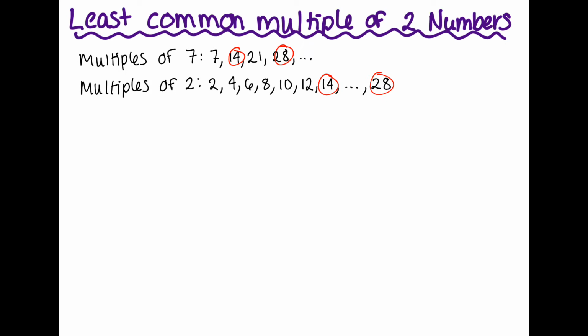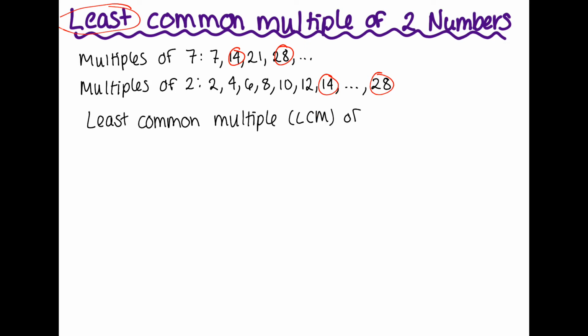When we ask about this least common multiple idea, that's just going to be the first number on the list. So the least common multiple, and this is oftentimes abbreviated LCM because it's a handful to write, of 7 and 2, the first number on those lists is going to be 14. So let's do a few examples of finding least common multiples.